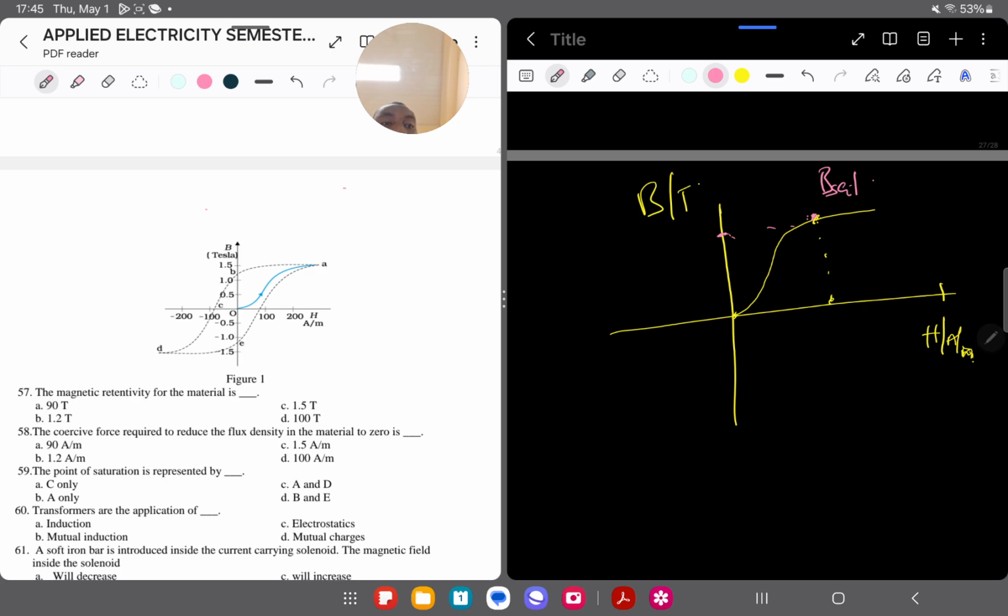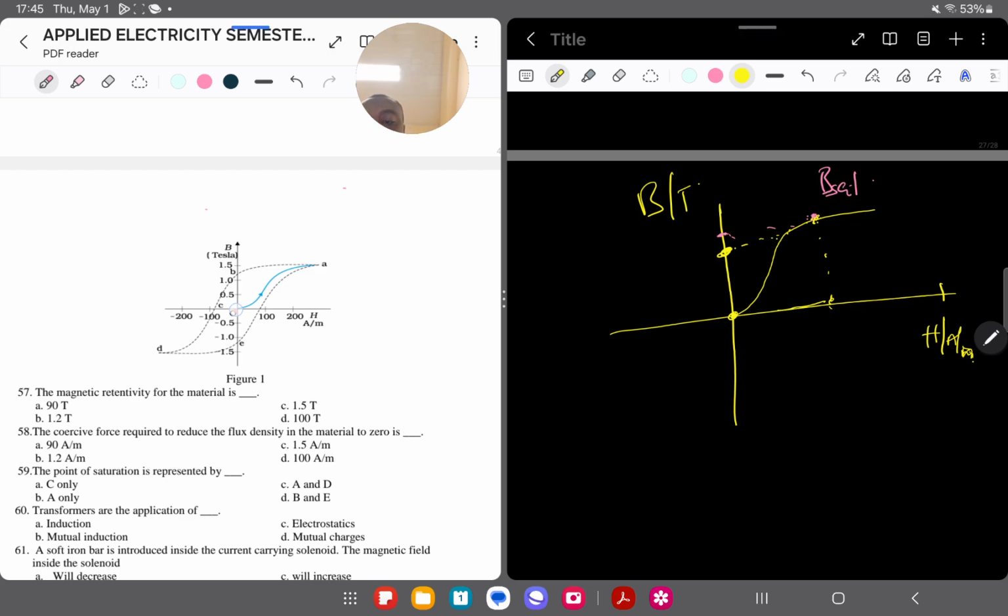Now, once this happens, what we tend to do now, you start to reduce the distance. You are now going back. And when this one reduces a bit, then we come to what we call retentivity. So once you arrive at 0, right, your magnetic field strength is 0, then you look at what is the value of your magnetic flux density.